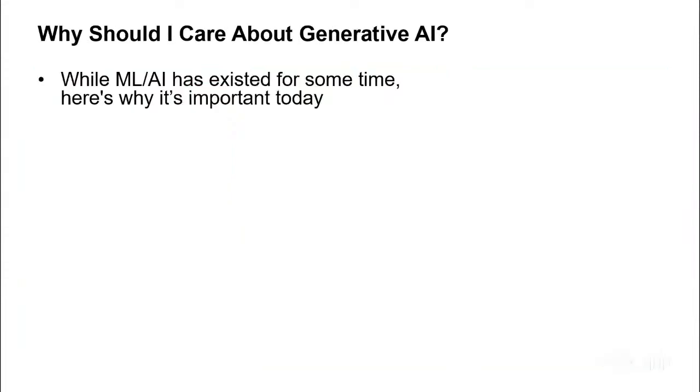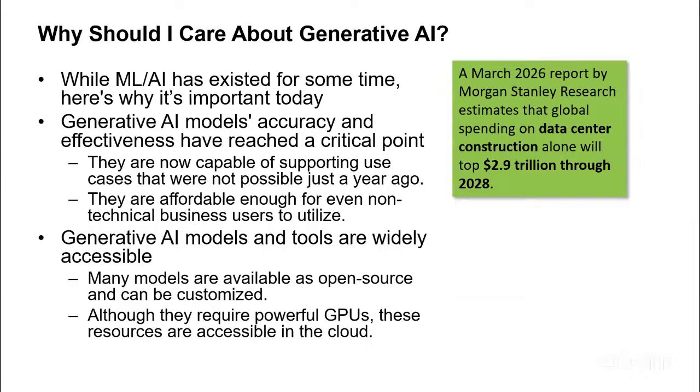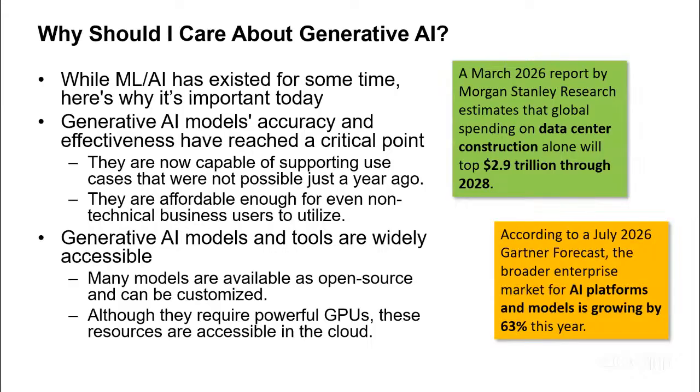Okay, so we will learn about some of the statistics in here, from two news articles that I just read recently. Through 2028, we are going to see globally $2.9 trillion of investment for data center construction. So this is actually increasing. AI platforms and models are growing their market share by 63% this year, right? So every year, the market share is increasing. And with that increase, the amount of usage of Gen AI is increasing, right?